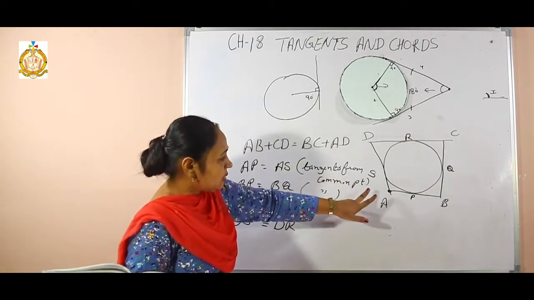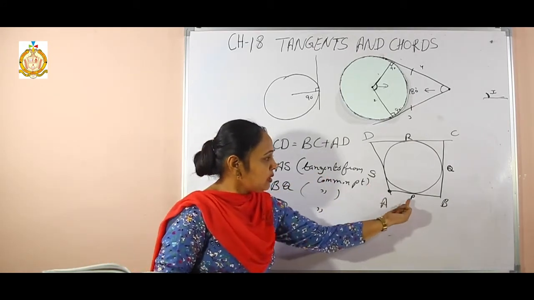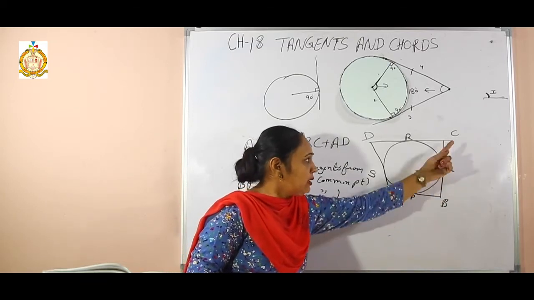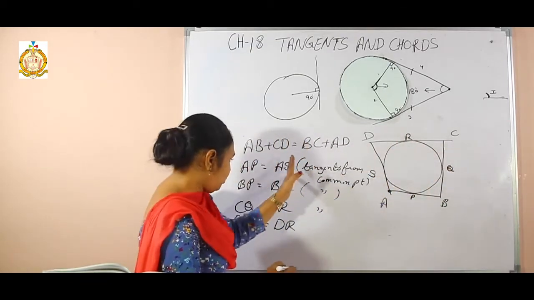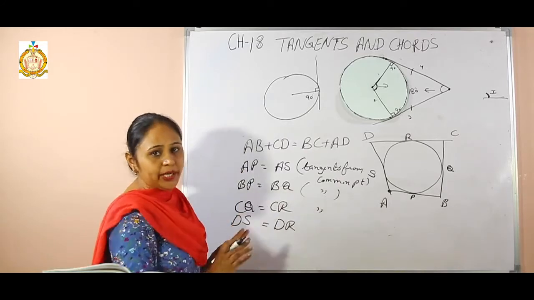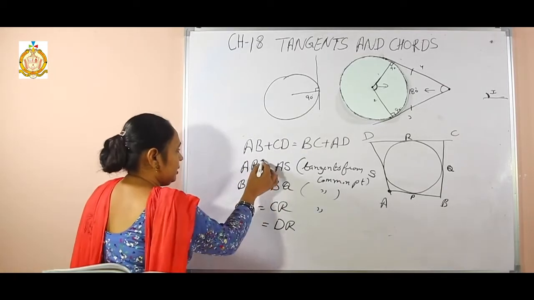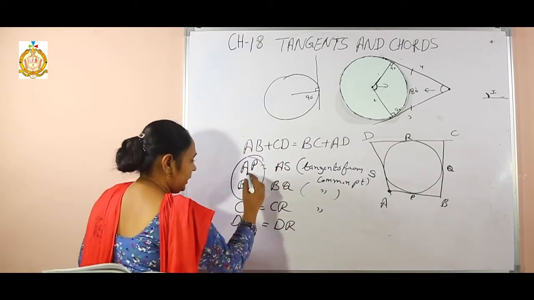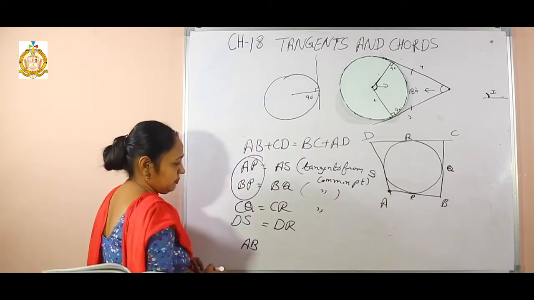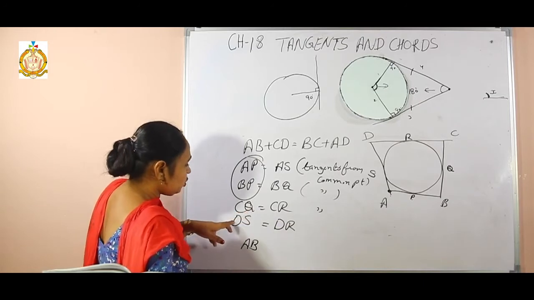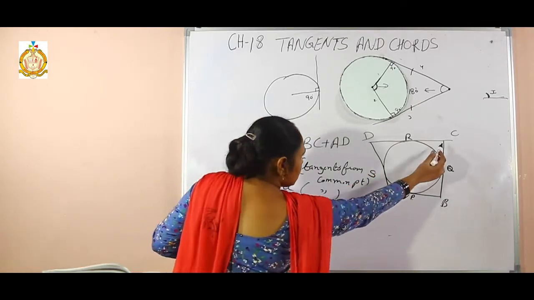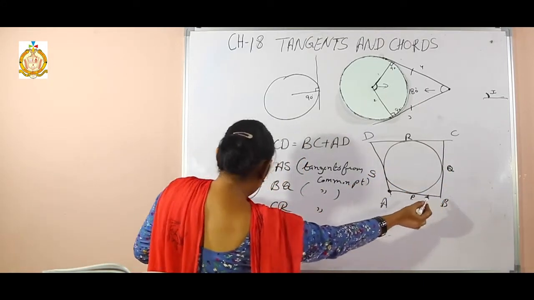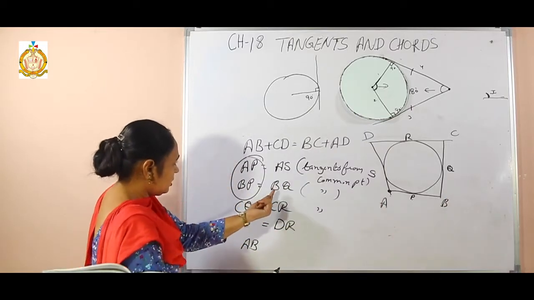Okay. Next one, start from here, AS, then second, then third, and then fourth. Four points are there. Just I have to add up. AP plus BP. AP plus BP becomes AB. Then CQ and QB. Something is there.